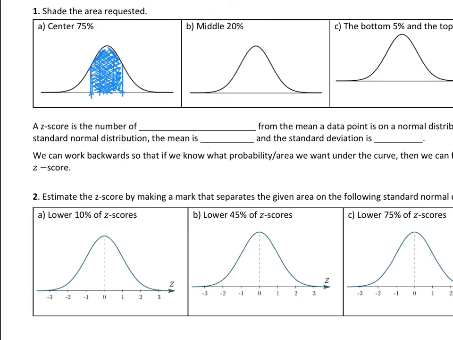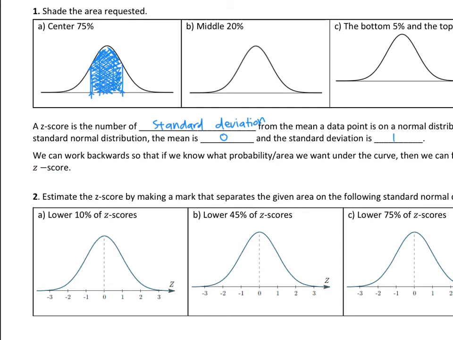Alright, so a z-score is the number of standard deviations from the mean of a data point on the normal distribution. In the standard normal distribution, the mean is 0 and the standard deviation is 1. Again, we talked about z-score before at one point. When z-score is 0, that means you're exactly at the center or the mean. When z-score is positive, you're above the average. When z-score is negative, you're below the average, right?